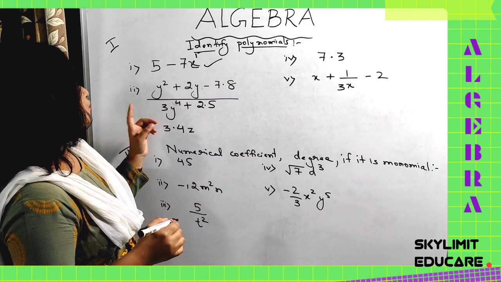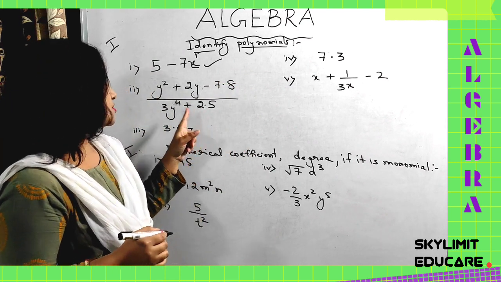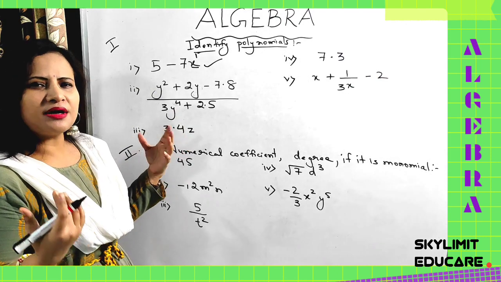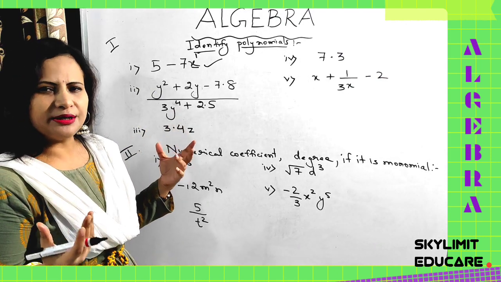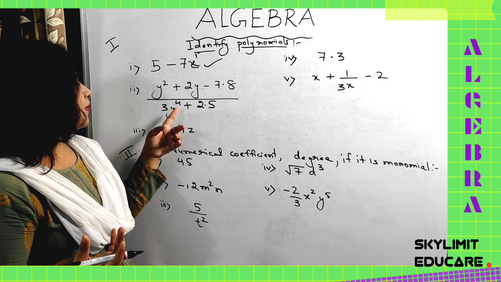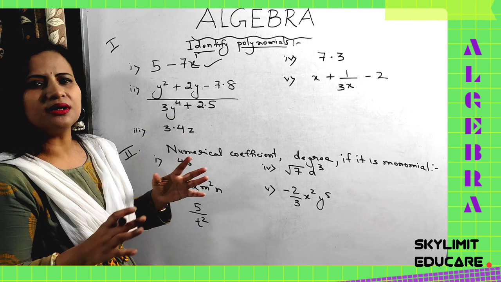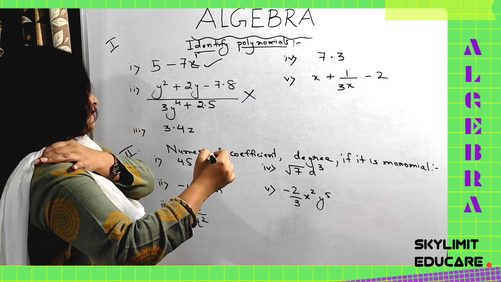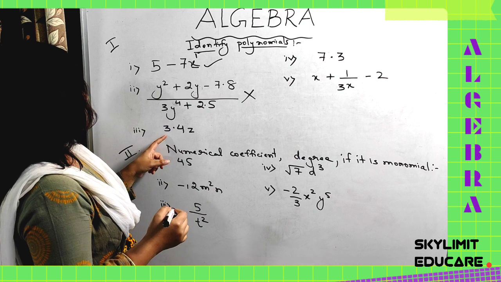Let's come to question number 2. Very easily you can make out. In the denominator you have a variable y. You should not have any variable in the denominator, because here you have y to the power of 4 in the denominator. So this is not a polynomial. Right? Very simple way to identify. Now let's come to the next one.